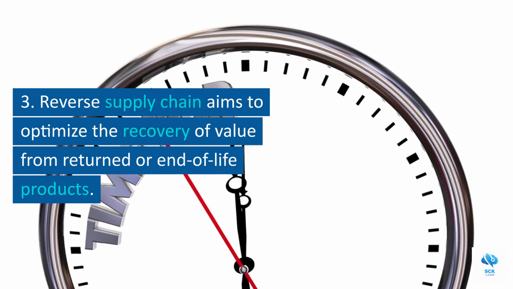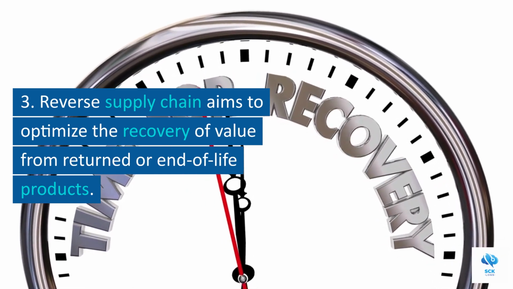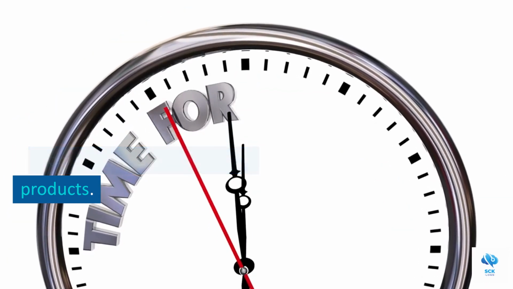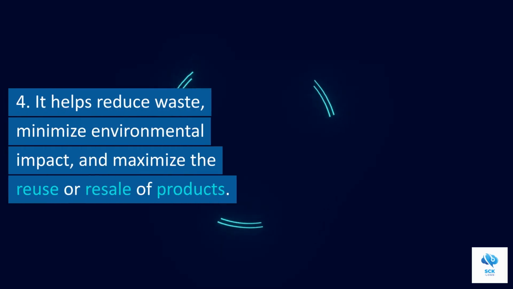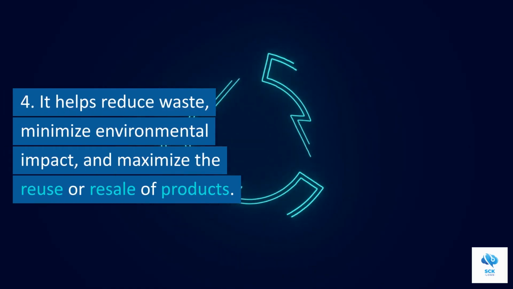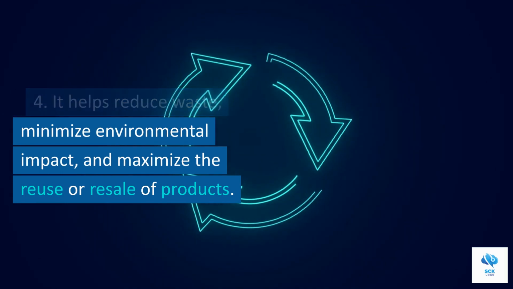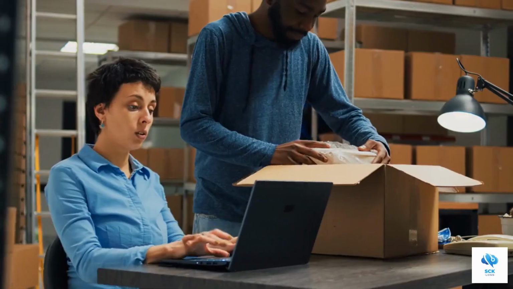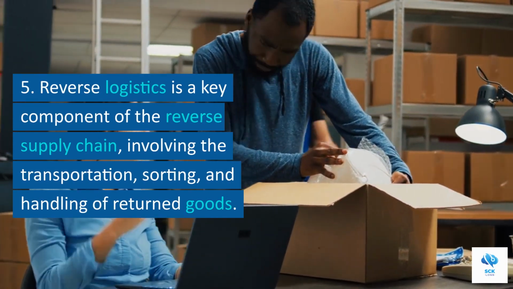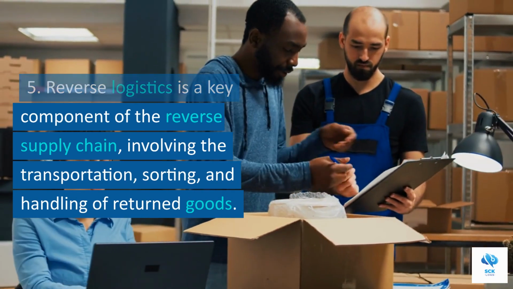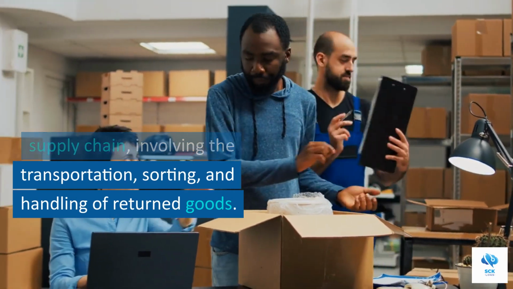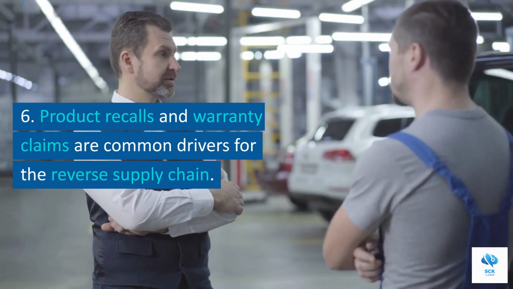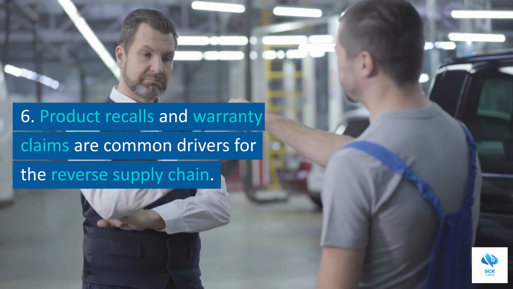Three. Reverse supply chain aims to optimize the recovery of value from returned or end-of-life products. Four. It helps reduce waste, minimize environmental impact, and maximize the reuse or resale of products. Five. Reverse logistics is a key component of the reverse supply chain, involving the transportation, sorting, and handling of returned goods. Six. Product recalls and warranty claims are common drivers for the reverse supply chain.